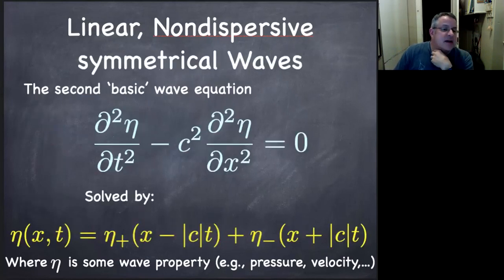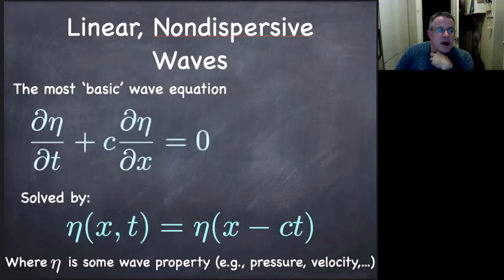The second basic wave equation is the linear non-dispersive symmetrical waves. You might have noticed that as t grows, x grows towards positive x. This actually only propagates in one direction, toward positive x with growing time, if c is a positive constant. Or you could make c negative and you would have it propagating only leftward, but you don't have both rightward and leftward waves in the same equation. Just one in this first order equation.